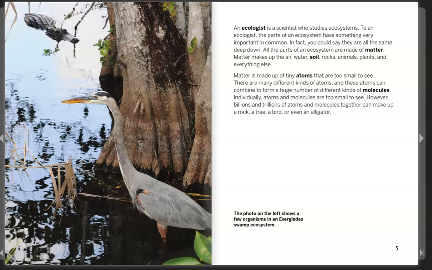Matter is made up of tiny atoms that are too small to see. There are many different kinds of atoms, and these atoms can combine to form a huge number of different kinds of molecules. Individually, atoms and molecules are too small to see. However, billions and trillions of atoms and molecules together can make up a rock, a tree, a bird, or even an alligator. The photo on the left shows a few organisms in the Everglades swamp ecosystem.